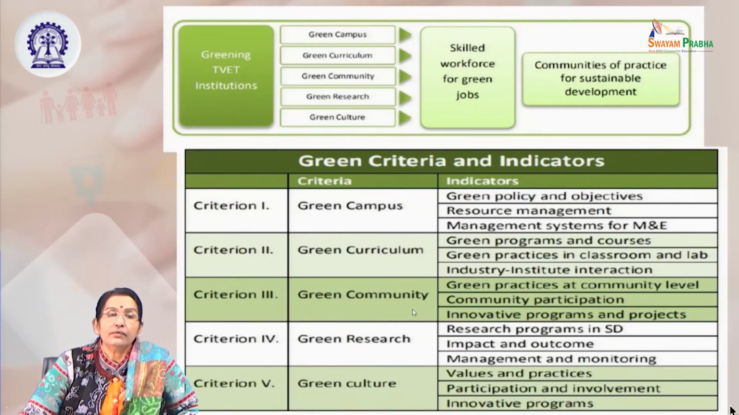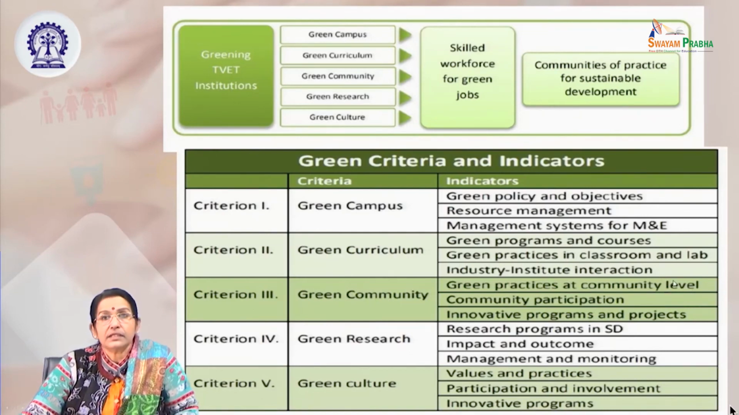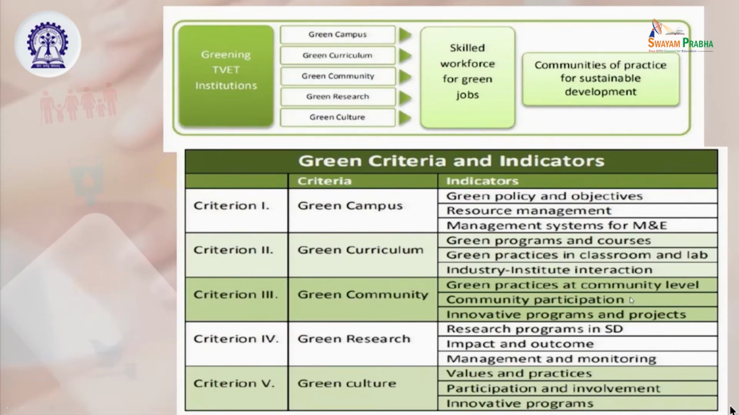Then the green community. When we talk about the green community, the indicators are green practices of the community at the level of using different materials, shopping behavior, day-to-day purchases, and consumer behavior. We have to observe the consumable objects and things. So, green practice at the community level, then community participation: how much the people in the community are aware of using eco-friendly, sustainable things.